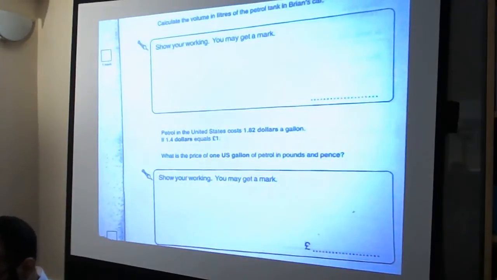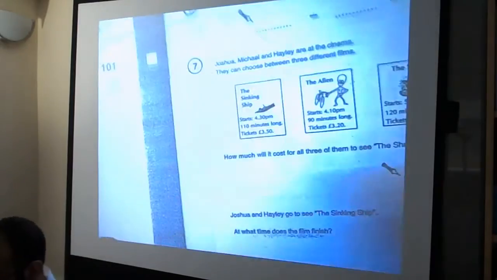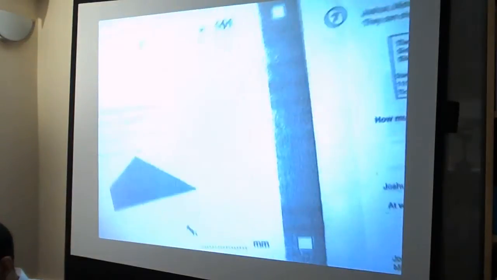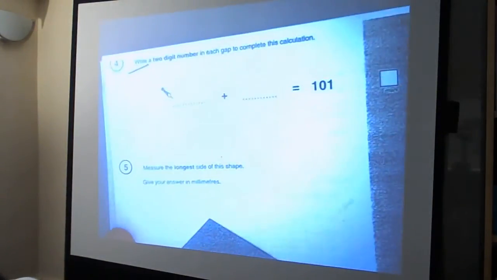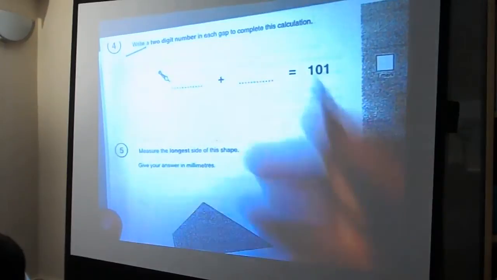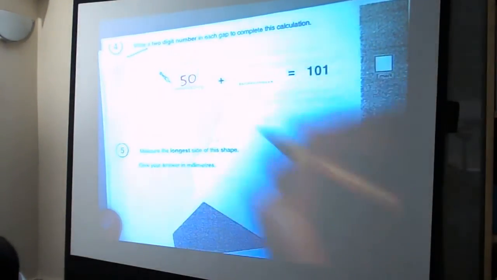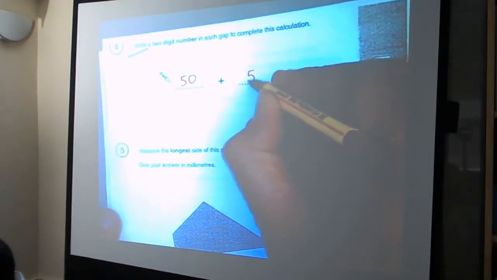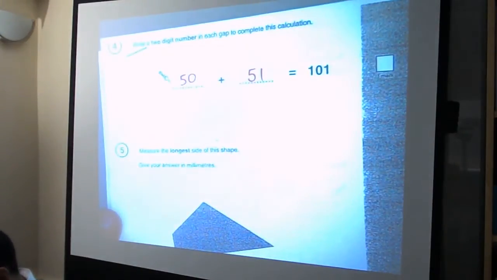Question number 4. Write a 2-digit number in each gap to complete this calculation. It's going to be 2-digit numbers. So you have to break the number 101 into 2 numbers. Okay. So what should we start with? Should we start with the first number being 50, for example? Yeah. 50. So if you start with 50, we're going to add how much more to give you 101? 51. I think everybody's jumped on that one. Okay.